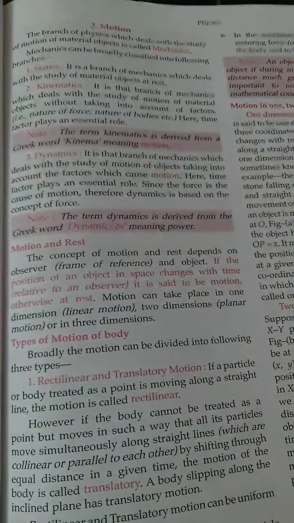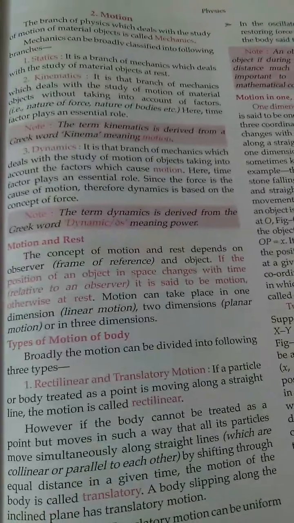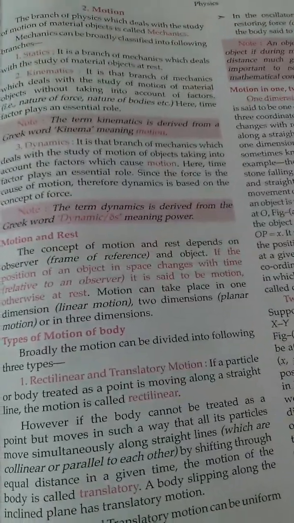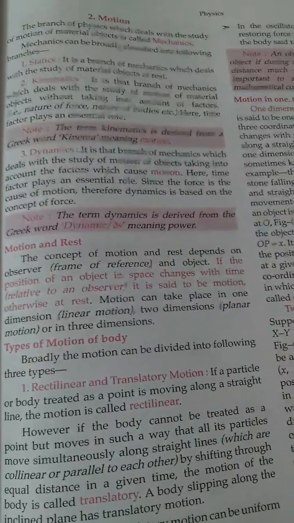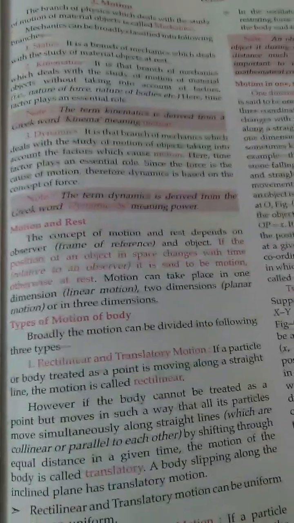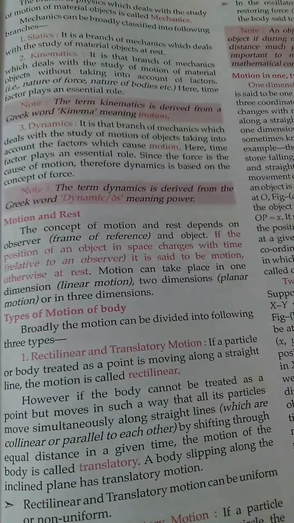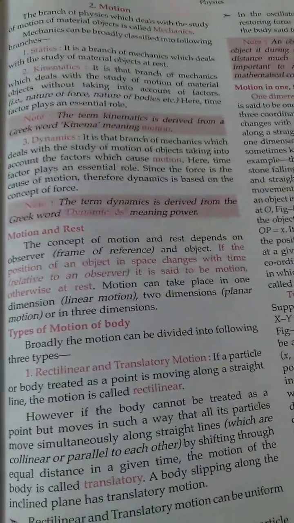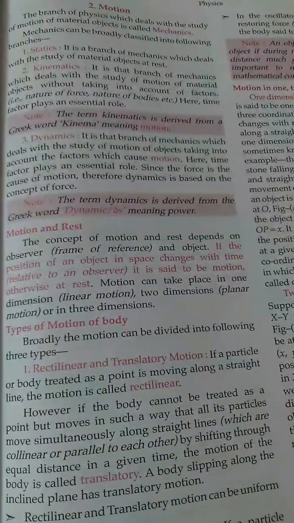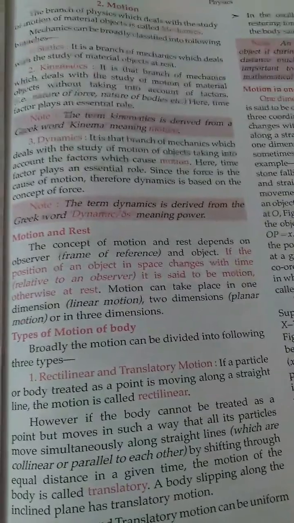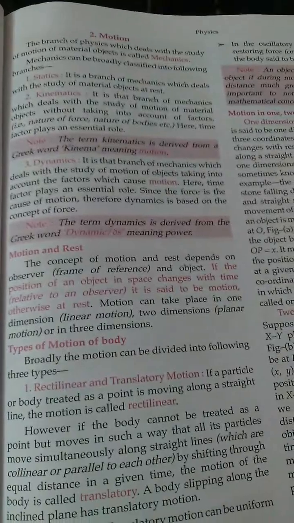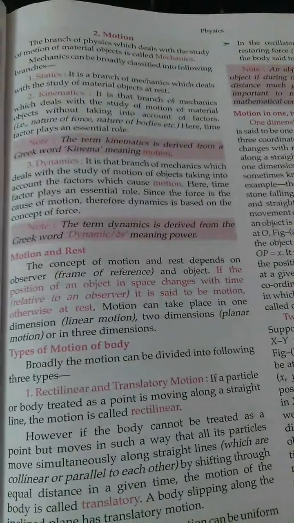So when we try to understand the concept of motion, it depends on what we take as a frame of reference, from where it will go and how it will come to rest after some time. If the position of an object in space changes with time relative to an observer, it is said to be in motion, otherwise at rest. Motion can take place in one dimension, linear motion, two dimensions, planar motion, or in three dimensions.